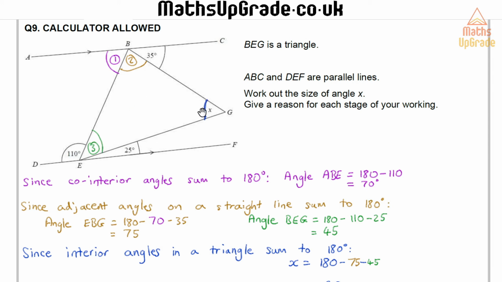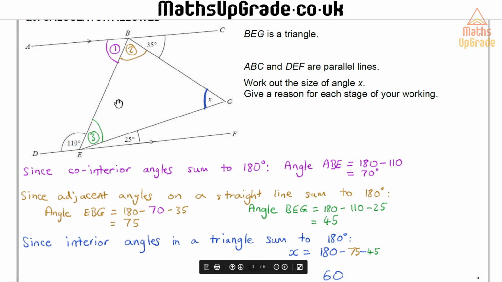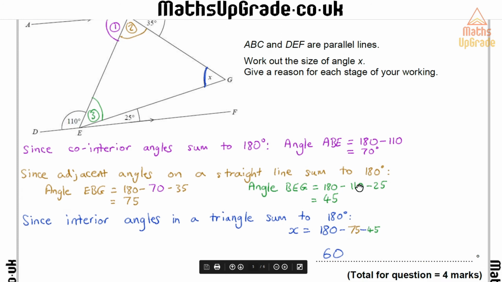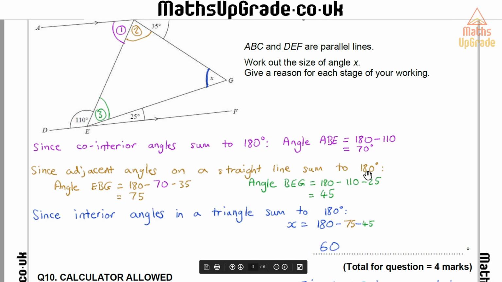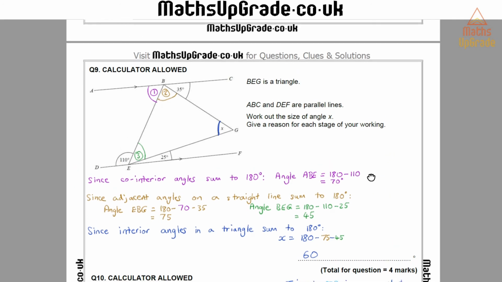Lastly, to find angle X, I've just found the other two angles in this triangle. So to find the angle X, I know that the interior angles in a triangle sum to give 180 degrees. Therefore, 180 minus 75 minus 45 would give you 60 degrees. For 4 marks, you've got to have all the reasoning there, and the answer would give you those 4 marks.